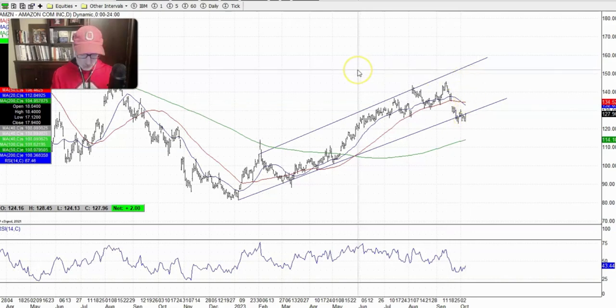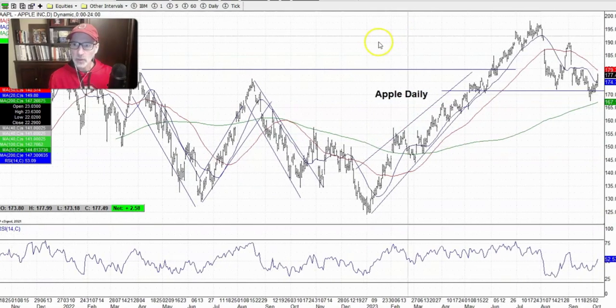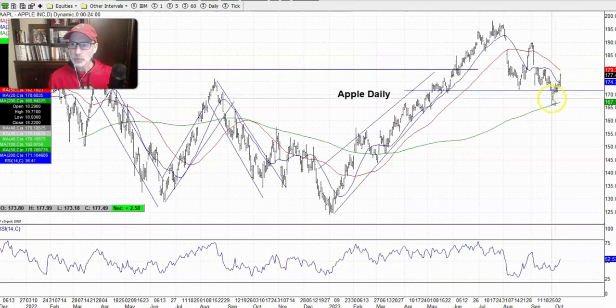Okay, same thing with, where were we? Let's see if Apple had that as well. So Apple bounced off this prior area of support. So you can use that level. Once you see it bouncing, then you can use that as your higher probability trade to get back in.